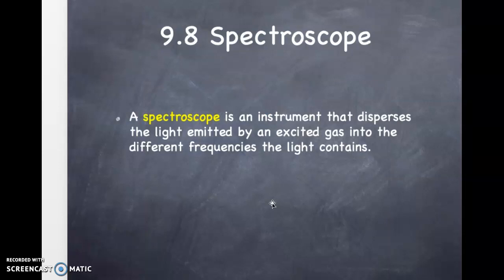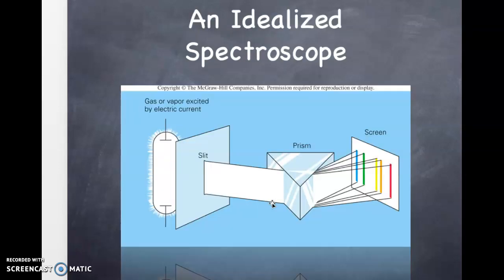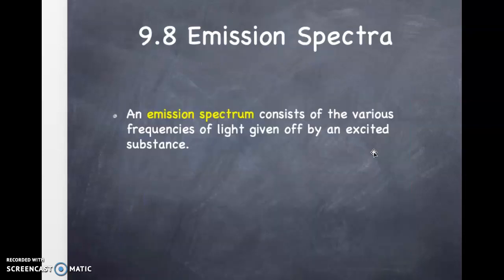Spectroscopy is an instrument that disperses light emitted by an excited gas into the different frequencies that the light contains. Here's an illustration. You have a gas light bulb here. The light comes through a small opening we call a slit. With white light, you can't tell, all the colors are there, but white light masks the fact that the colors are there. The light impinges on a prism and is dispersed, so that you can see the actual colors.